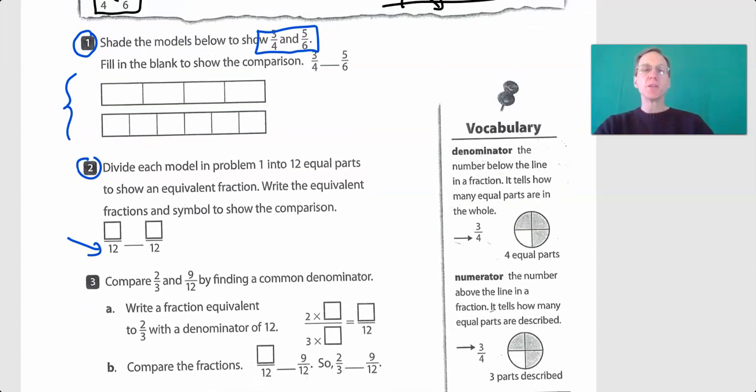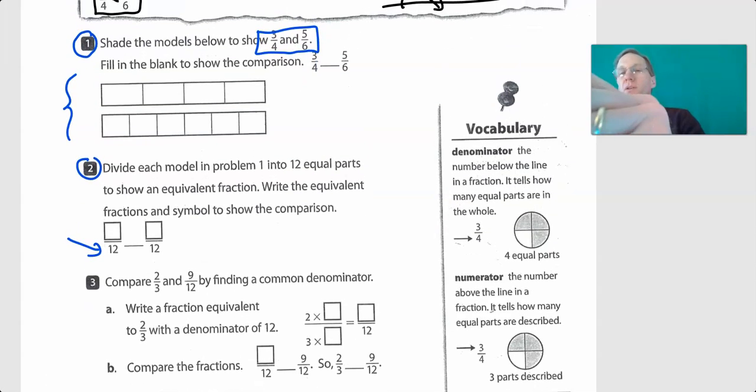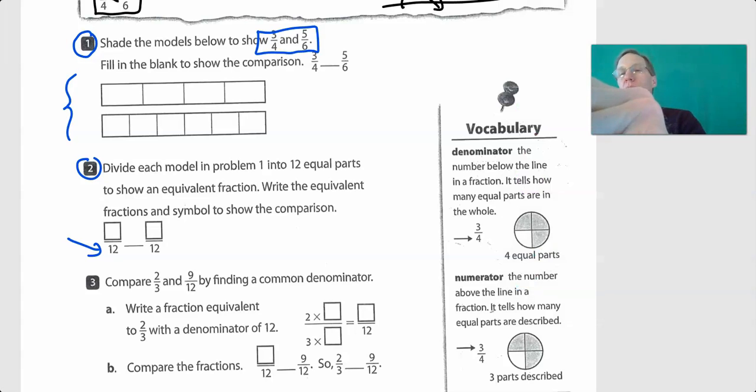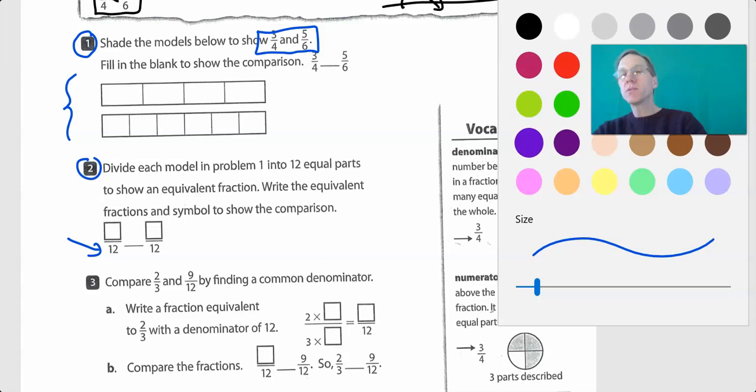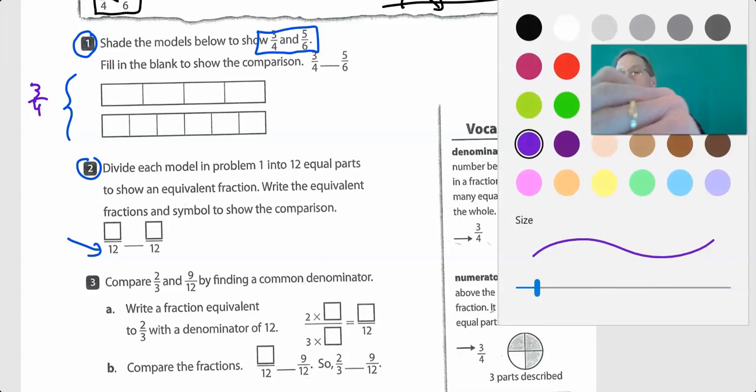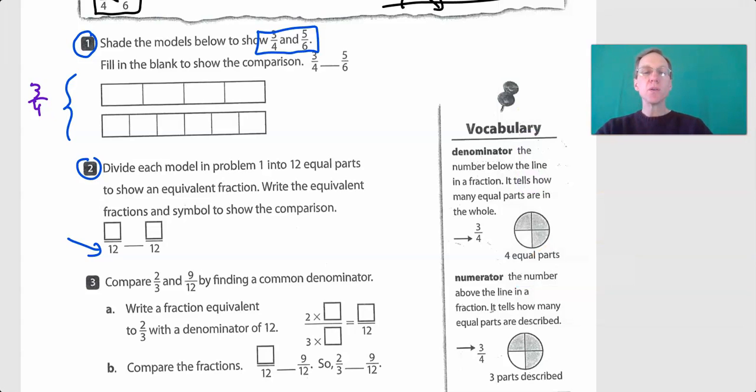Here we go. So we're going to show 3/4. Let's try 3/4 and 5/6. So 3/4 means, let's go back to what that means. 3/4 means four parts to make a whole, and we have 3 of those parts. So let's shade that in, take a look at it. So we have 1, 2, 3. That's 3/4 right there.